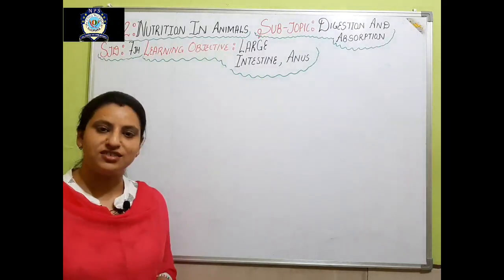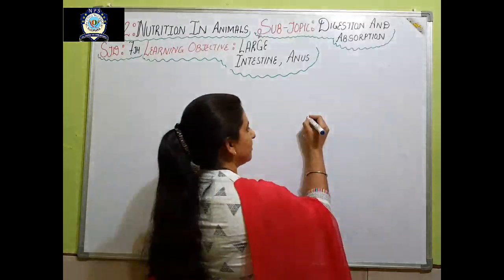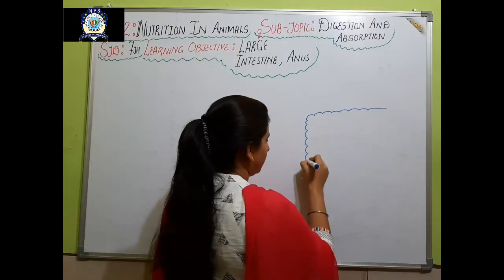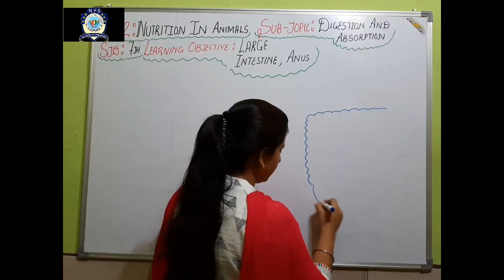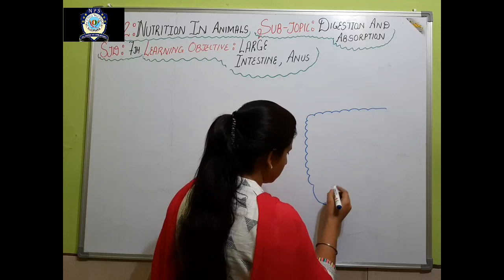Today we are going to learn about the objectives, that is large intestine and anus. So without much delay, let's start with the diagram first. This is the outline structure of the large intestine. This is a finger-like projection.